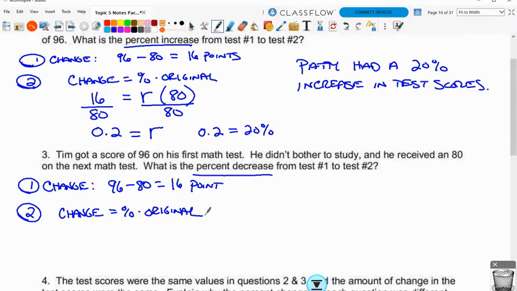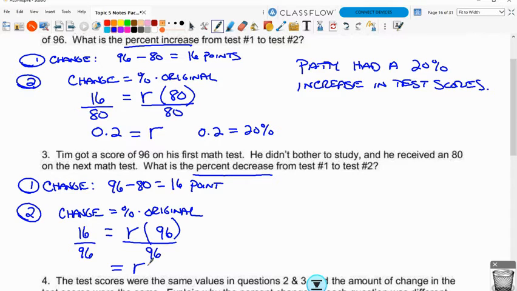Now we're going to go ahead and calculate. We're going to first plug in our values. The amount of change was 16 points. It says, what is the percent? So R is what we're looking for. And the original score, Tim got a 96 on the first test. So we're going to use 96 as the original score. Okay, so let's figure out what R is. R is on the right side of the equal sign. It's being multiplied by 96. So we're going to have to go ahead and divide by 96 on both sides. When we do this on the right, 96 divided by itself is 1, leaving us with R.